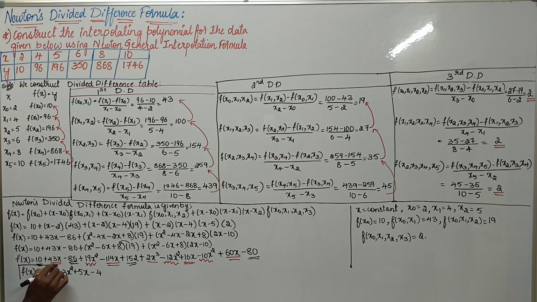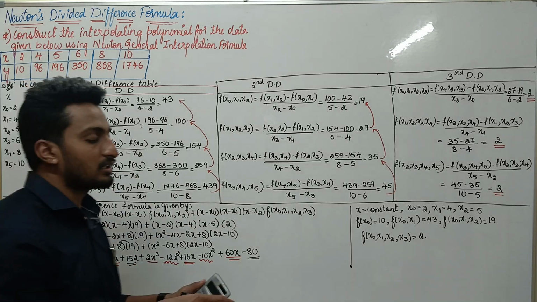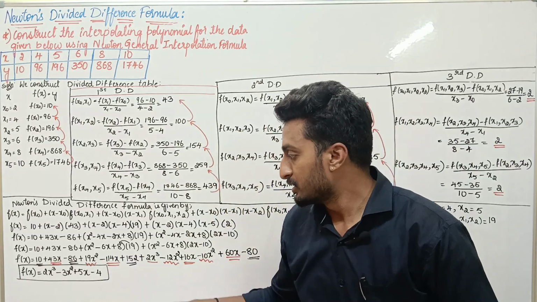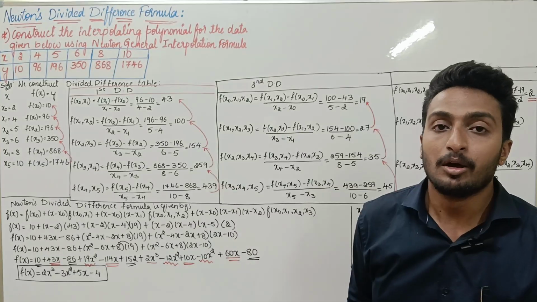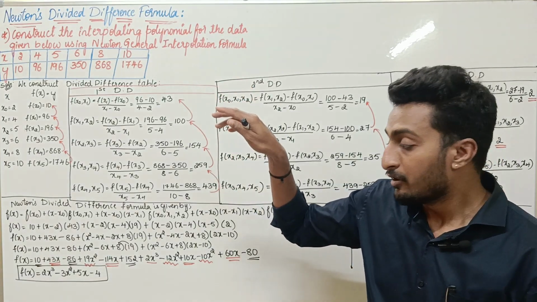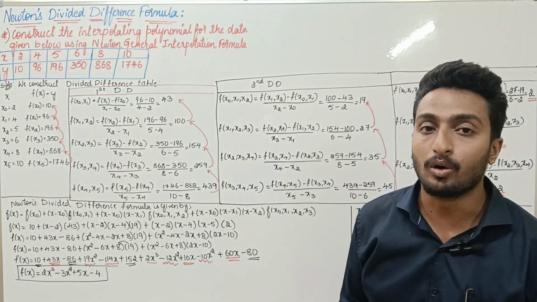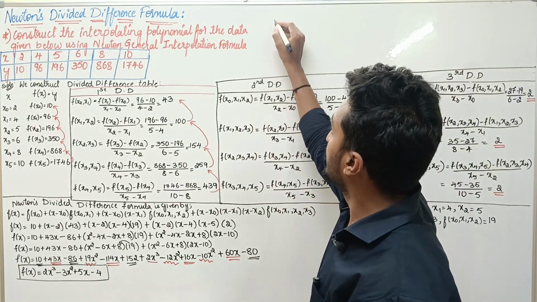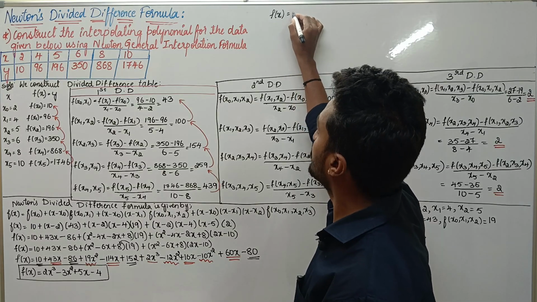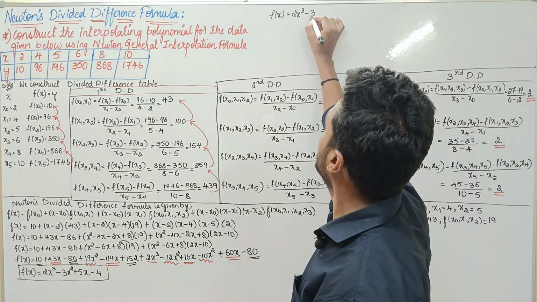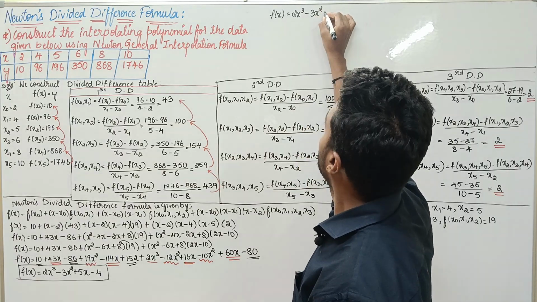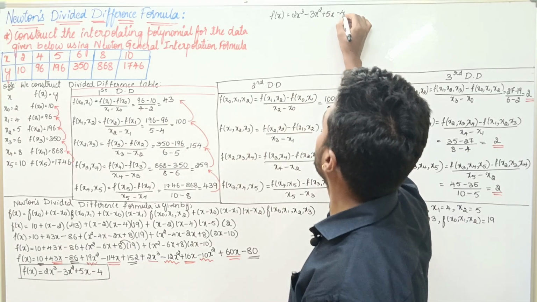Therefore, this is the required solution, that is the required polynomial function of the given unequal interval, that is 2x cube minus 3x square plus 5x minus 4 is the polynomial equation of the given unequal interval. Whether this polynomial equation is correct or wrong, how to verify? Now let us see. First let us consider f of x equal to 2x cube minus 3x square plus 5x minus 4.